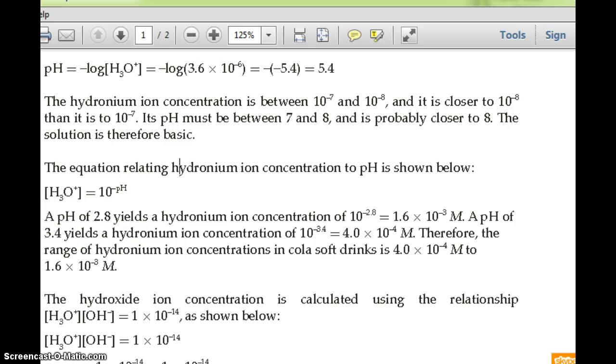So a pH of 2.8 yields a hydronium ion concentration of 10 to the negative 2.8, which means that the concentration is 1.6 times 10 to the negative 3 molar. A pH of 3.4 yields a hydronium ion concentration of 10 to the negative 3.4, which equals 4 times 10 to the negative 4th molar. Therefore, the range of hydronium ion concentrations in cola soft drinks is 4 times 10 to the negative 4th molar to 1.6 times 10 to the negative 3rd molar.